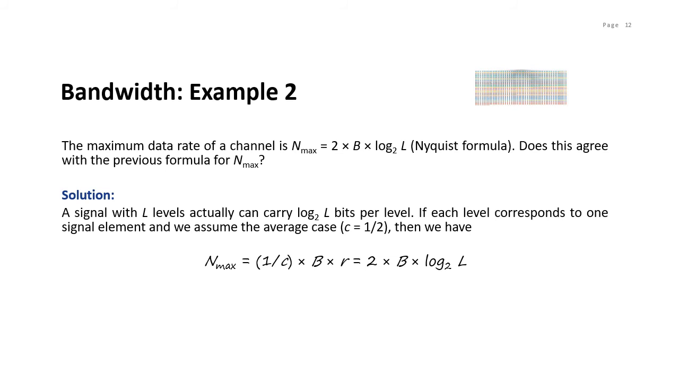c equals 1/2. Then we have N max equals 1 over c times B times r, which equals, since 1 over c is 1 over 1/2, so it becomes 2, times B, and r is, again, as I mentioned just now, we can assume that it corresponds to the number of levels. With L levels, we can carry log2 L, and as you can see here, it actually agrees with the formula for maximum data rate.